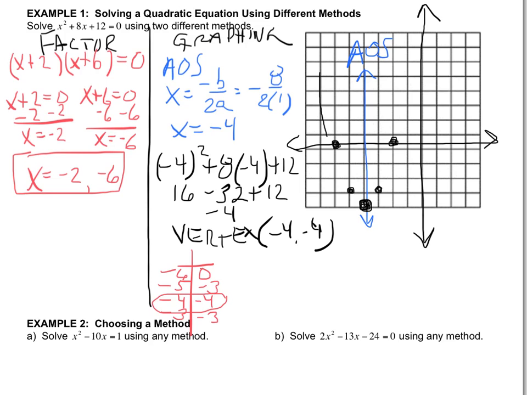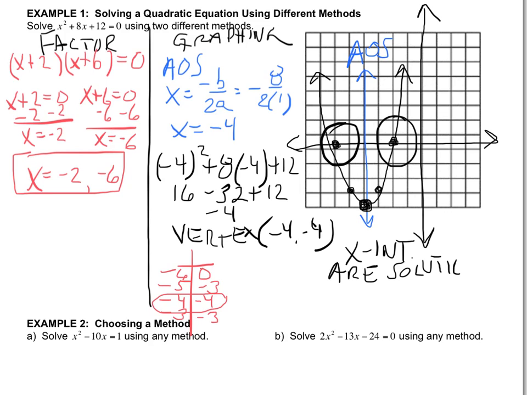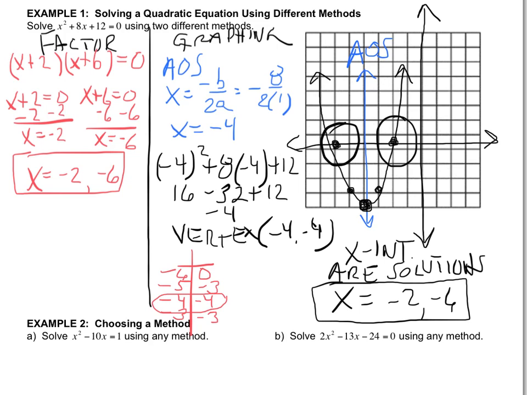Then I can draw my curve, and what I'm looking for are my two x-intercepts. Those will be my solutions. The x-intercepts are the solutions. So x equals -2, -6. Again, we should have gotten the same answer with either method. With the factoring method, we got -2, -6. And now with the graphing method, we also got -2, -6.